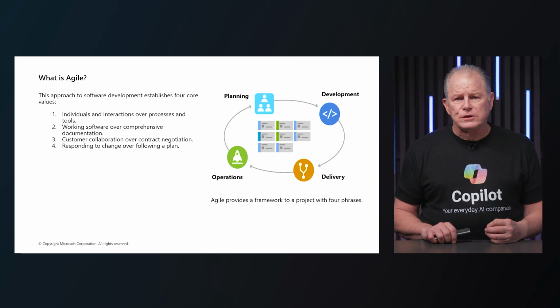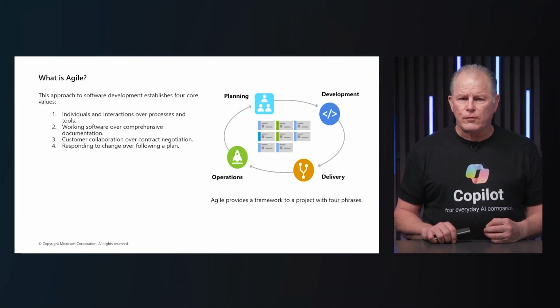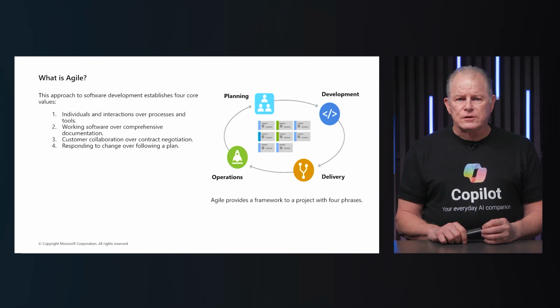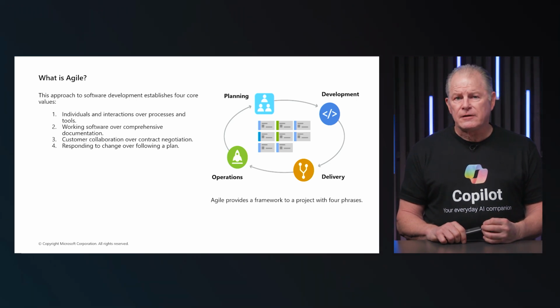Agile's iterative approach allows teams to deliver small, incremental updates to software. This means that features and improvements can be released more frequently, providing value to users faster. Continuous feedback from users helps teams make informed decisions and prioritize work effectively.